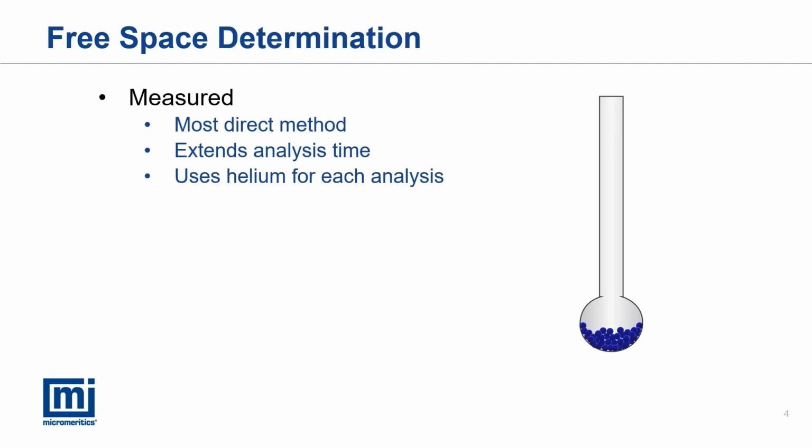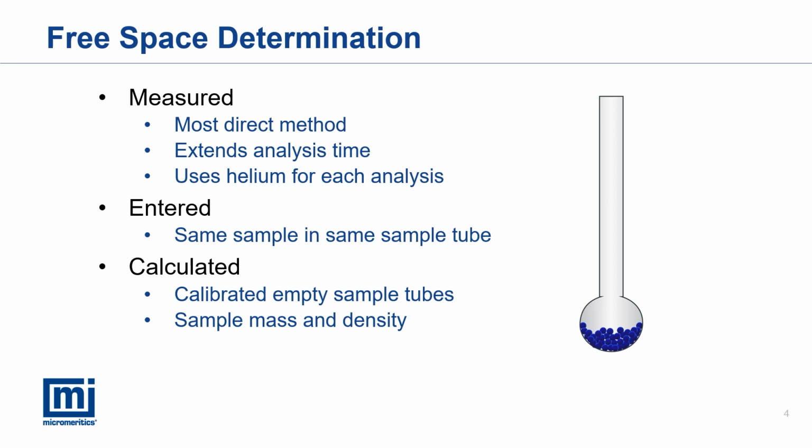Micromeritics gas adsorption instruments offer 3 different ways of determining free space. Direct measurement of free space is most accurate and reliable. The method, however, does extend analysis time and consumes helium for each sample analysis. Free space can also be entered if the values are known, for instance, from a previous analysis using the same sample tube with the same sample. Lastly, free space can be calculated from knowing the volume of the empty sample tube and the volume of the sample, calculated from its mass and density. The new sample tube free space feature uses this method, which we will go into more detail later.